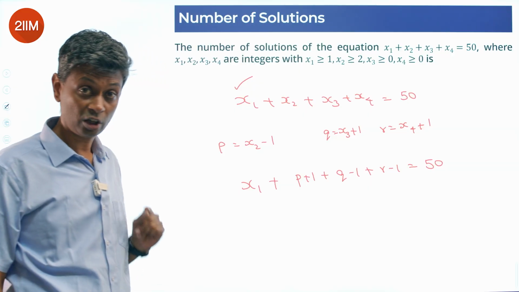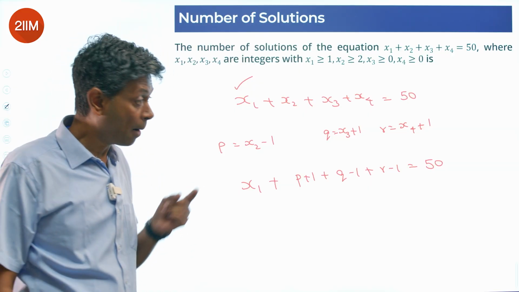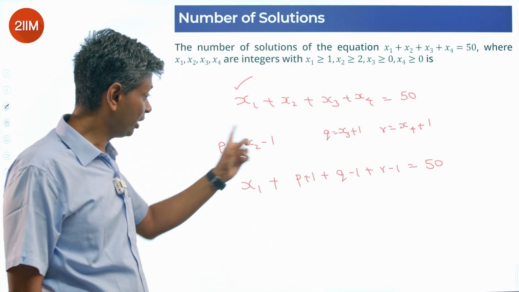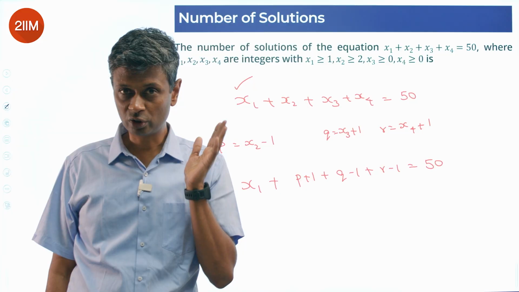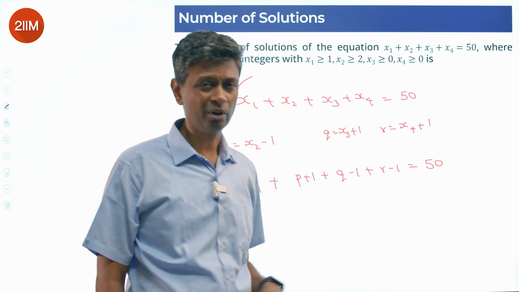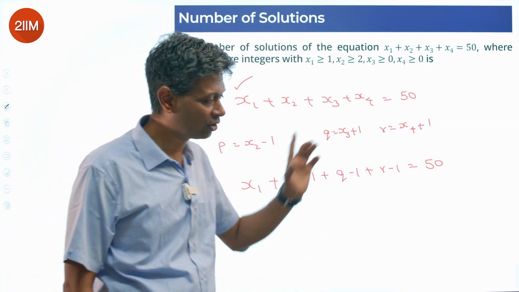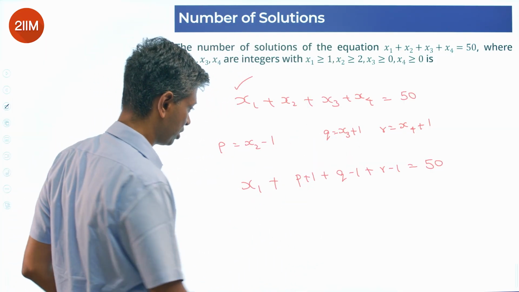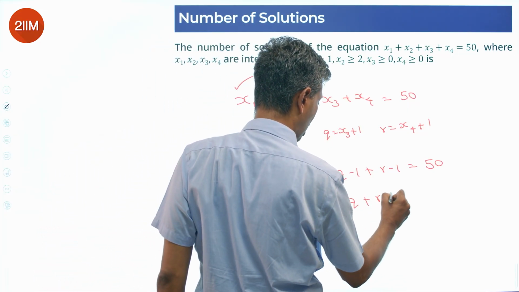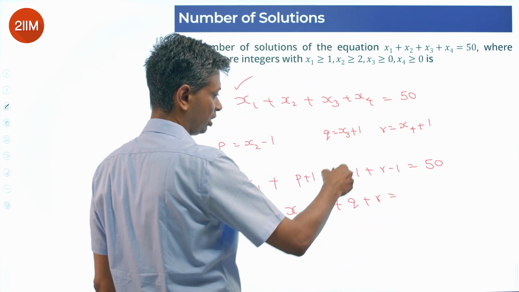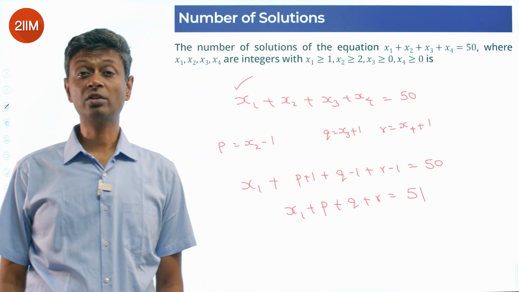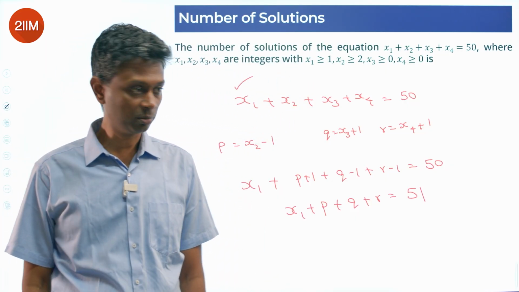If I do this, now I know x1 is a natural number, p has to be a natural number. x2 is greater than or equal to 2, x2 minus 1 is p, it means p has to be greater than or equal to 1. x3 greater than or equal to 0, q is x3 plus 1, q is greater than or equal to 1, r is greater than or equal to 1. This equation now becomes x1 plus p plus q plus r, plus 1 minus 1 get cancelled, is equal to 51. Sum of 4 natural numbers is 51. In how many ways is this possible?